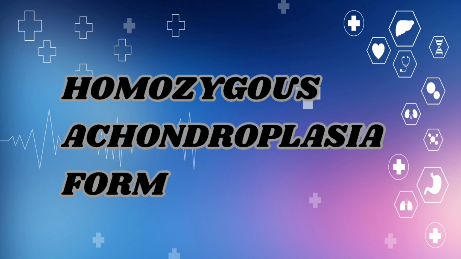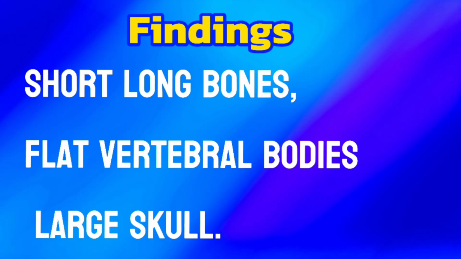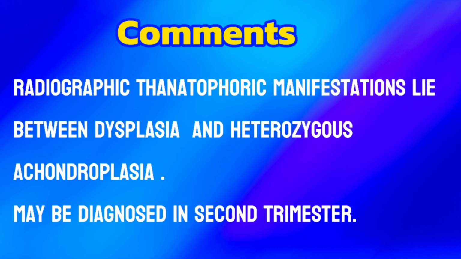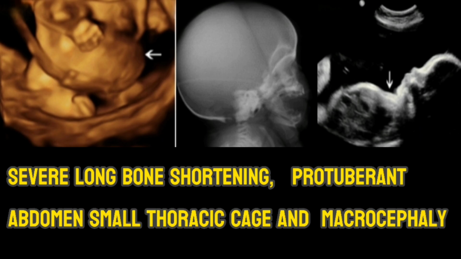Next is homozygous achondroplasia. The findings are short long bones, flat vertebral bodies, large skull, and the comments are radiographic manifestations lie between thanatophoric dysplasia and heterozygous achondroplasia, and may be diagnosed in the second trimester. On imaging, severe long bone shortening, protuberant abdomen, small thoracic cage, and macrocephaly.